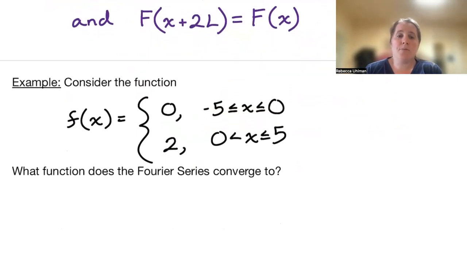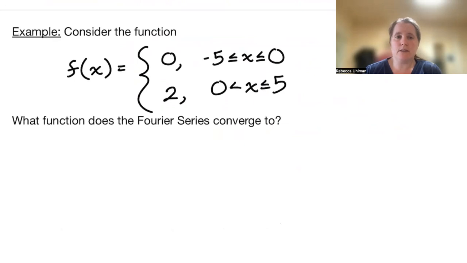So we previously found the Fourier series for the function f of x equals 0 between -5 and 0, and 2 between 0 and 5. We found the Fourier series on -5, 5. But even without finding that Fourier series, we would know what this converges to.